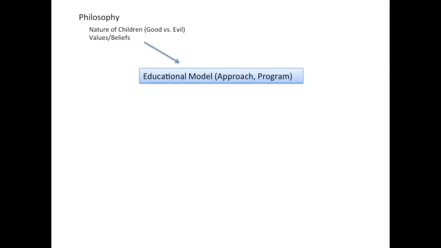So let's get started. An educational model is an ideology of what the teaching and learning process entails. It is sometimes also called an approach or a program. Yet an educational model, instead of an approach or a program, is a broader, more encompassing term. Educational models stem from the values and beliefs coming from the field of philosophy.